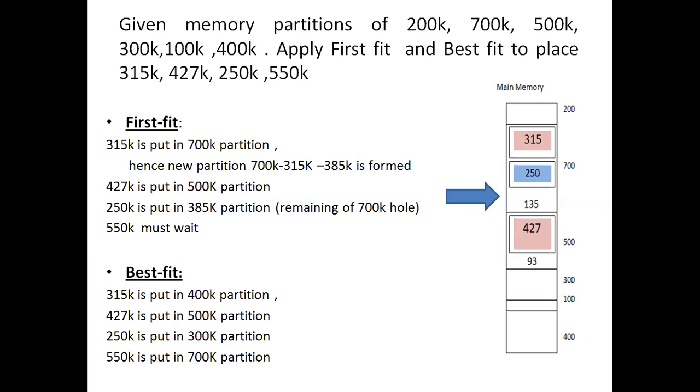So this explains the concept of fragmentation. We started with continuous memory allocation, understanding what is single partition and what is multiple partition, and we understood the different types of techniques, that is first fit, best fit, and worst fit, and also tried to analyze it with the help of an example.